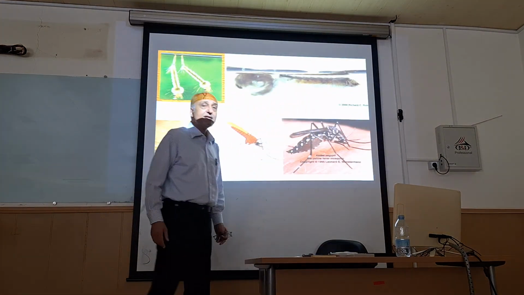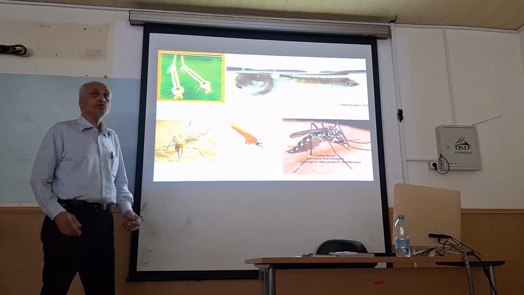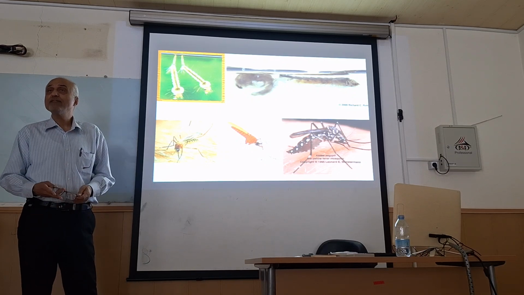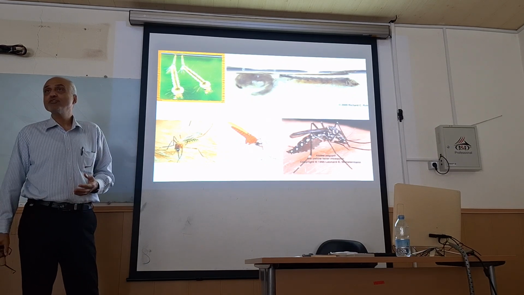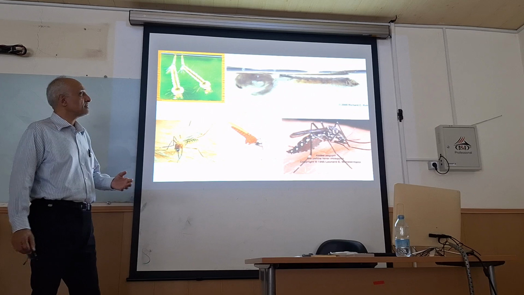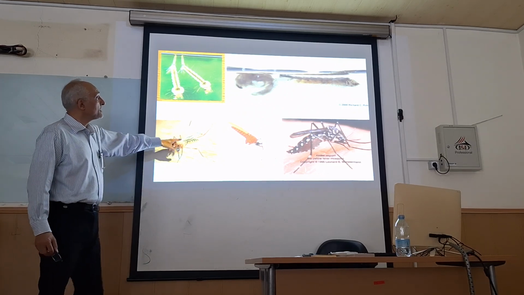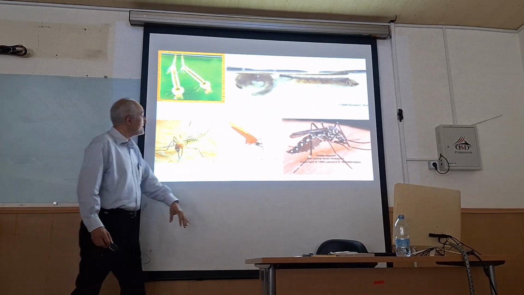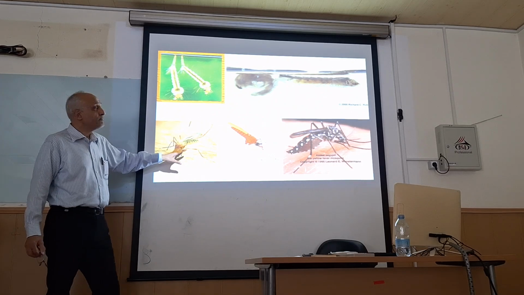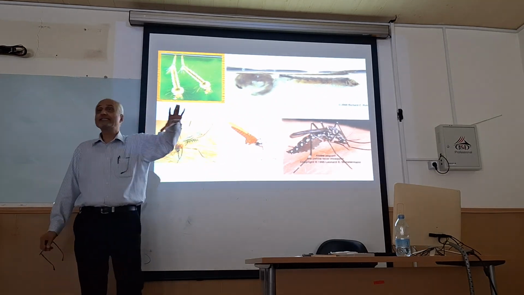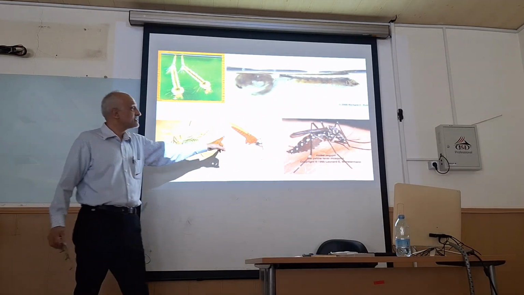Let me show you some very apparent morphological points for diagnosis. This is Anopheles, and this is Culex. Why? Because Anopheles sits on the wall at this angle, 45 degrees.